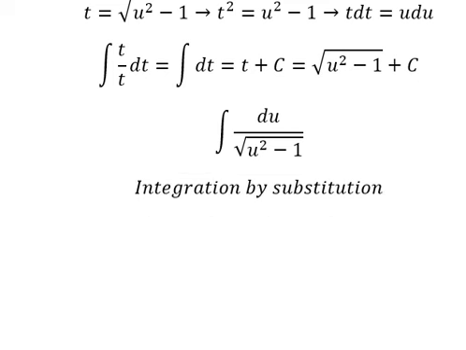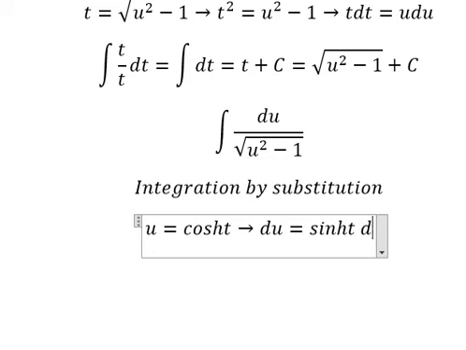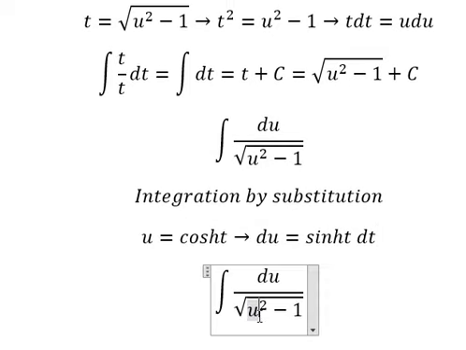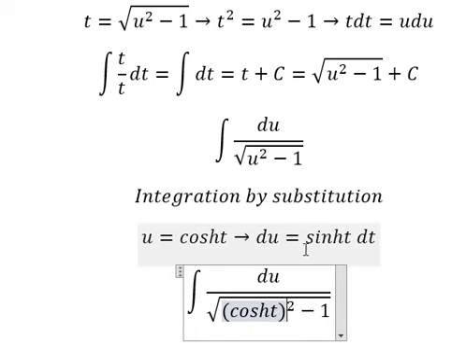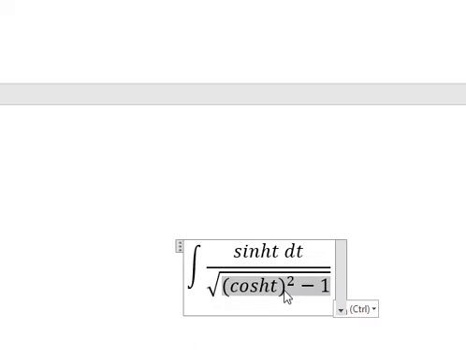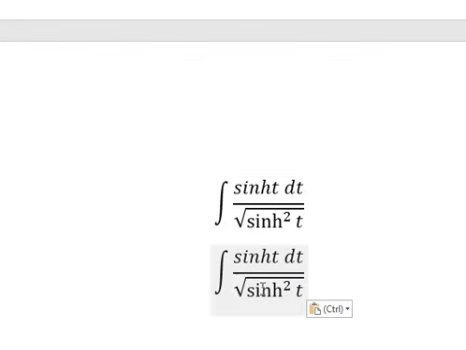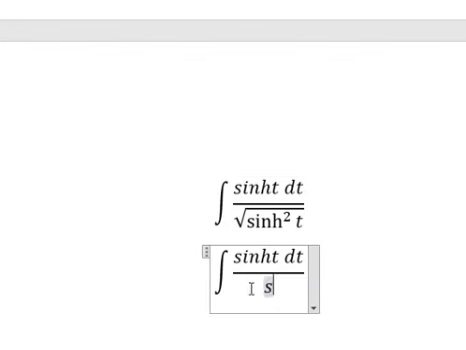So I will put u equals cos t. After that, we need to first take the derivative of both sides. So this one I will put in here. The u is this one. This one is sin t square. The square root of sin t square is sin t. And now we can simplify.